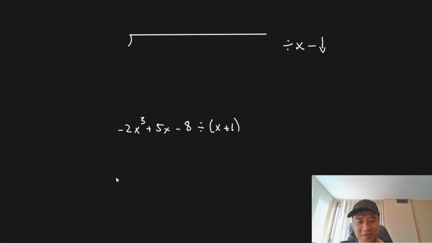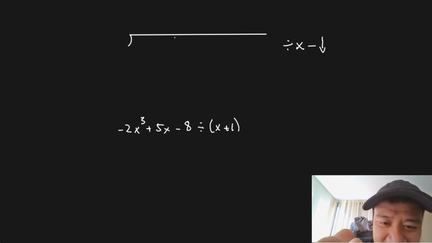Okay, so this is a special case where not all the terms are present in our polynomial. If you look at what we have here, we have negative 2x cubed plus 5x minus 8. So if you notice, we have a missing term here. We don't have an x squared term in our polynomial. So the way we can divide this is just about the setup. That's the only thing that changes.